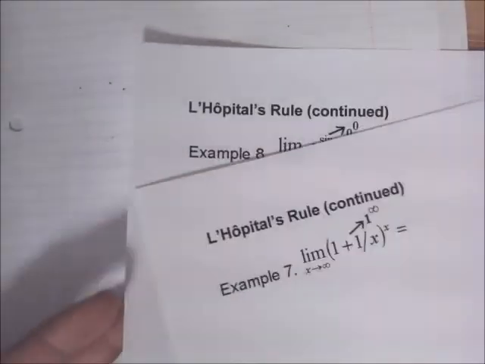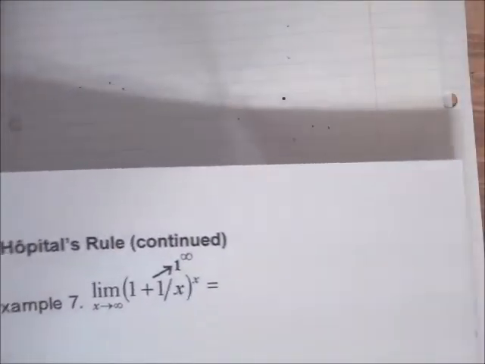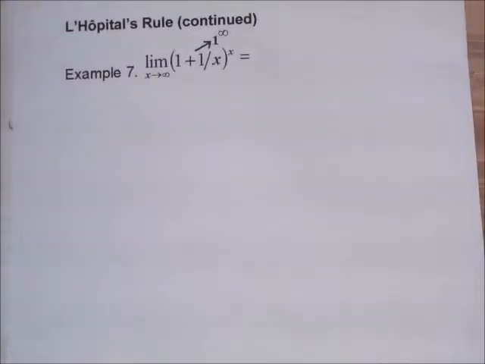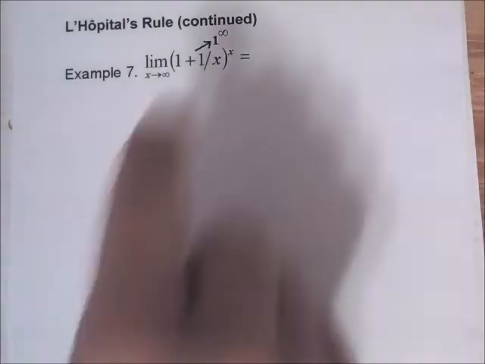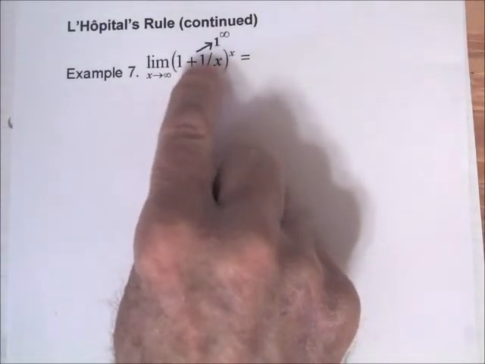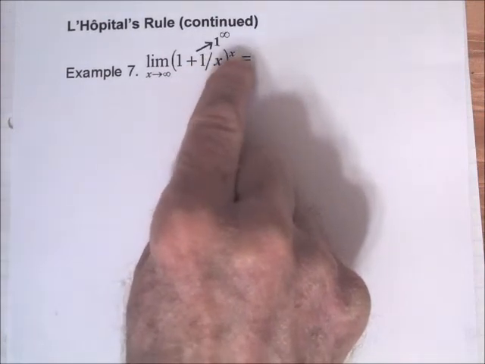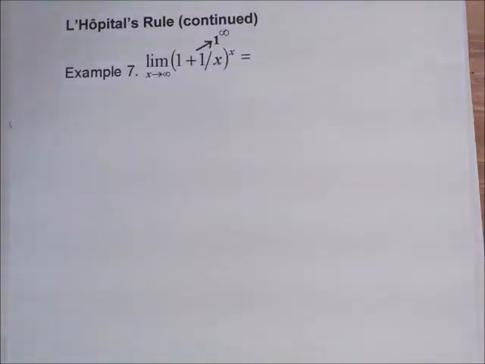And another example: the limit as x goes to infinity of 1 plus 1 over x, to the x. So this is the form 1 to the infinity power. 1 over x goes to 0, so the inside parentheses limit goes to 1, and the exponent goes to infinity. So again, we want to manipulate this to get it in a form where we can apply L'Hopital.